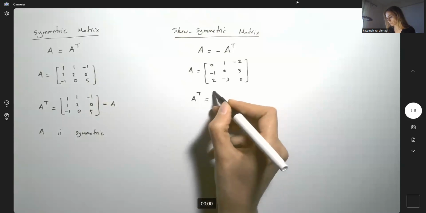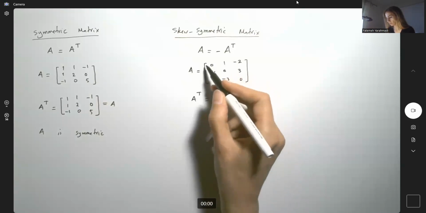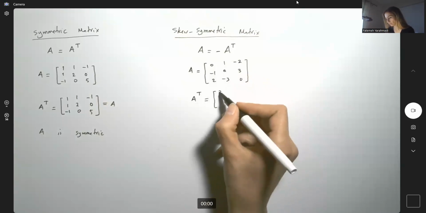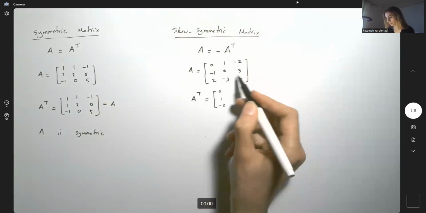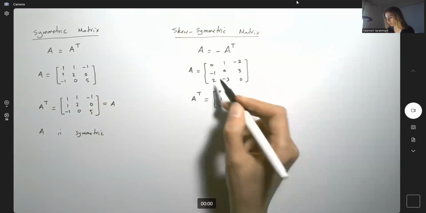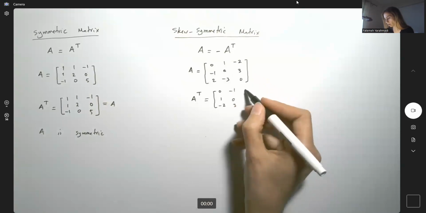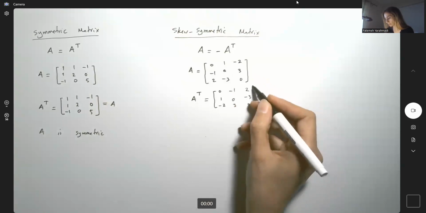The transpose of this matrix is going to be, you have your first row that becomes the first column. So you have 0, 1, negative 2. The second row becomes the second column, negative 1, 0, 3. And the last row becomes the last column, 2, negative 3, 0.